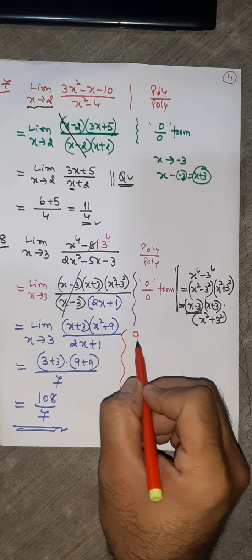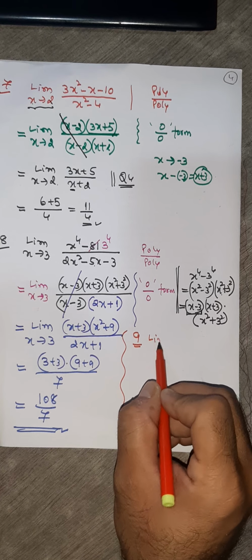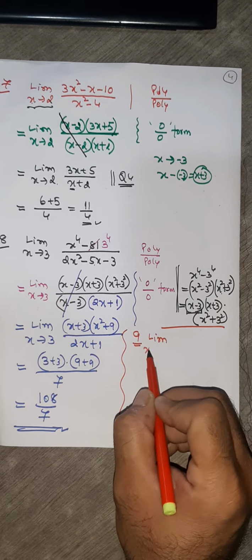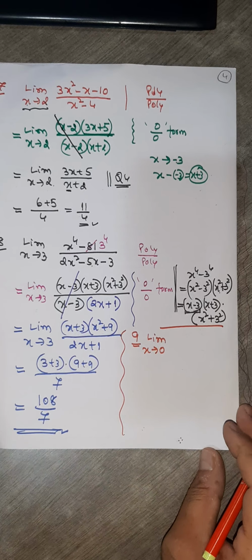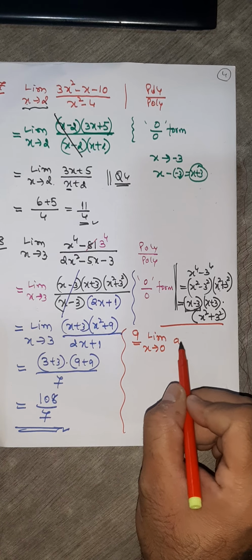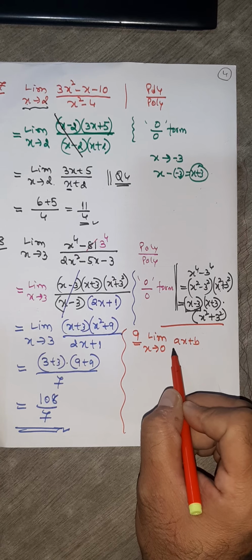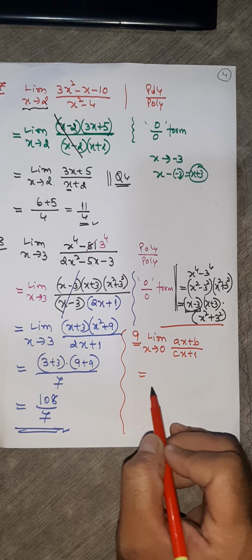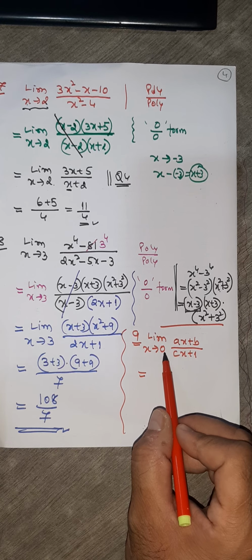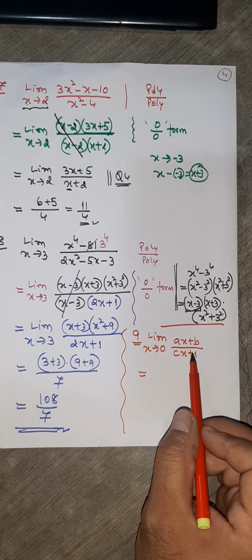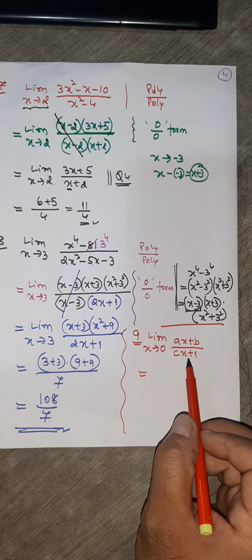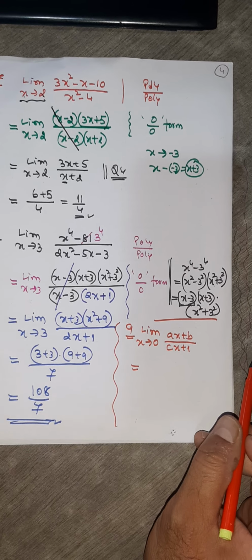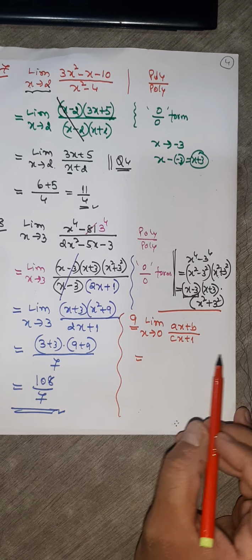Question number 9. It's a too trivial question. Limit x tends to 0. Just reading the question now you can answer. We did 8 questions, so you must have realized now how to do such questions. Tends to 0. This is polynomial upon polynomial, a linear upon linear. So just place the 0 in the denominator and see whether it is 0 or not.